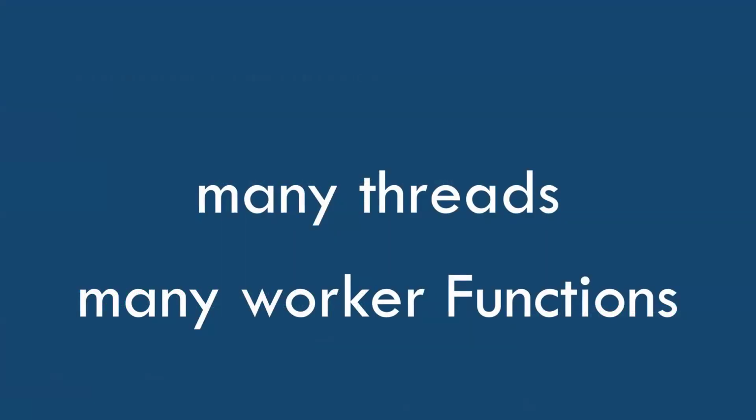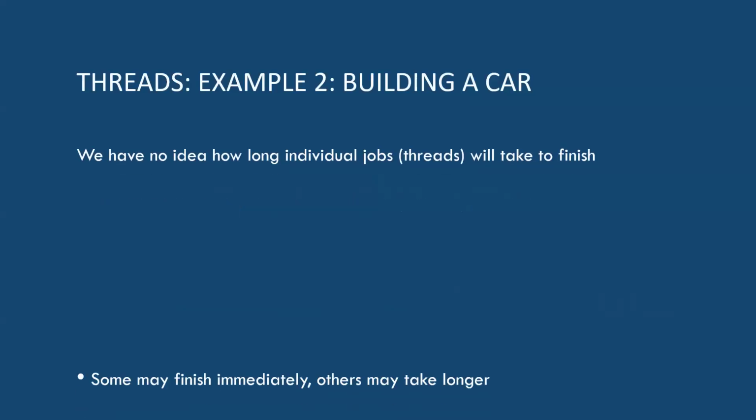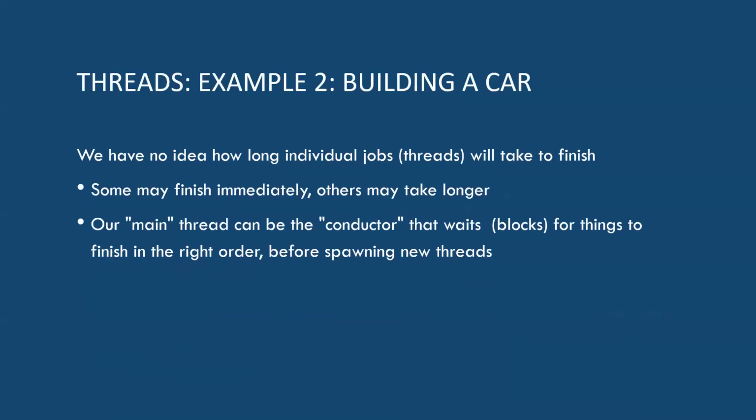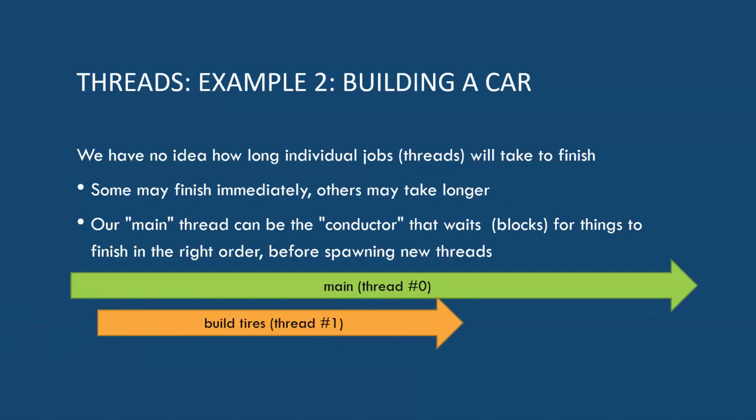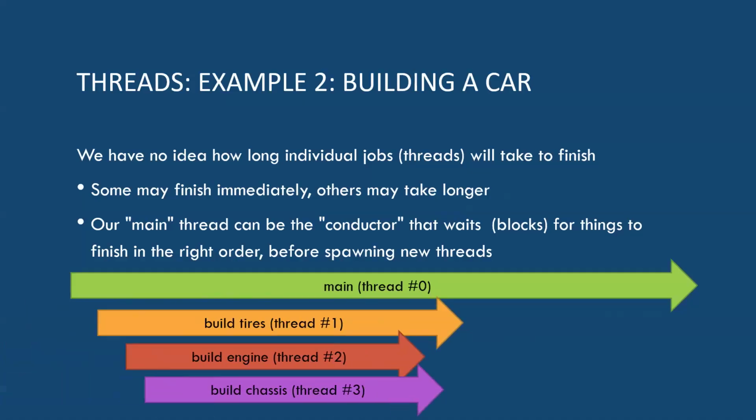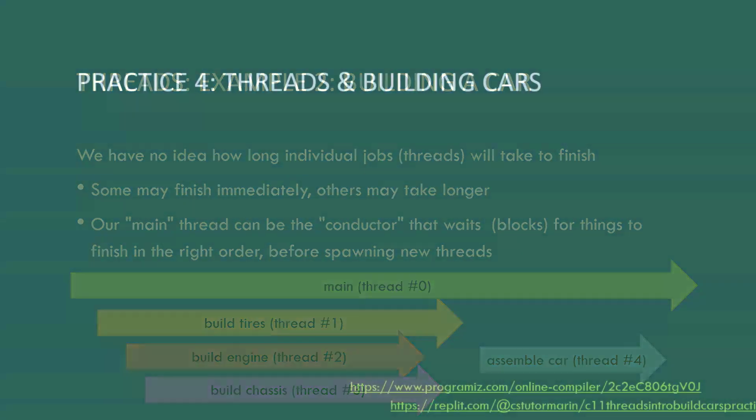Now, we can have lots and lots of these things, and they don't always have to be the same worker function. So here's another way of thinking about things. Let's say we have a lot of different jobs to do, and they have some sort of dependency to them, right? We want to build the tires, the engine, the chassis, and once those things are all done, we want to rejoin and then maybe pull together some of that data and do one more process. So let's just take a quick look at this one.